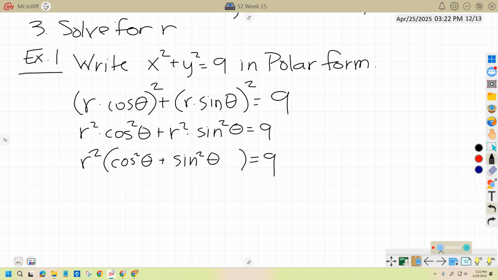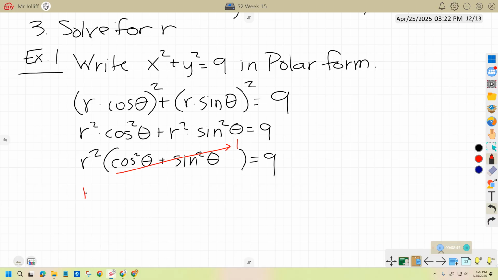And I spy a trig identity up there. Cos squared plus sine squared, what is that equal to? First trig identity of the course. 1. Gold star for Alexis. Very good. This whole thing is equal to 1. And r squared times 1 is r squared, right? Anything times 1 is itself.